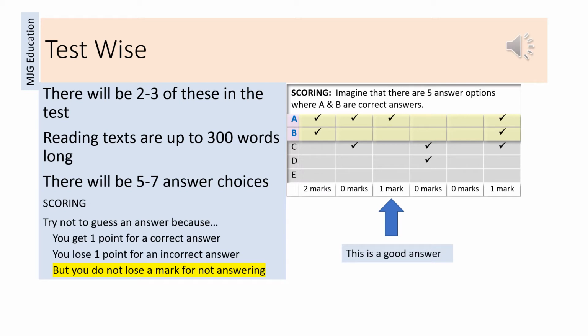Try not to guess an answer because you get 1 point for a correct answer, but you have negative marking in this case, so you lose 1 mark for an incorrect answer. Okay? If you look at the scoring on the right-hand side here, it says this is a good answer. This is what I was referring to earlier. Sometimes people take too much time.